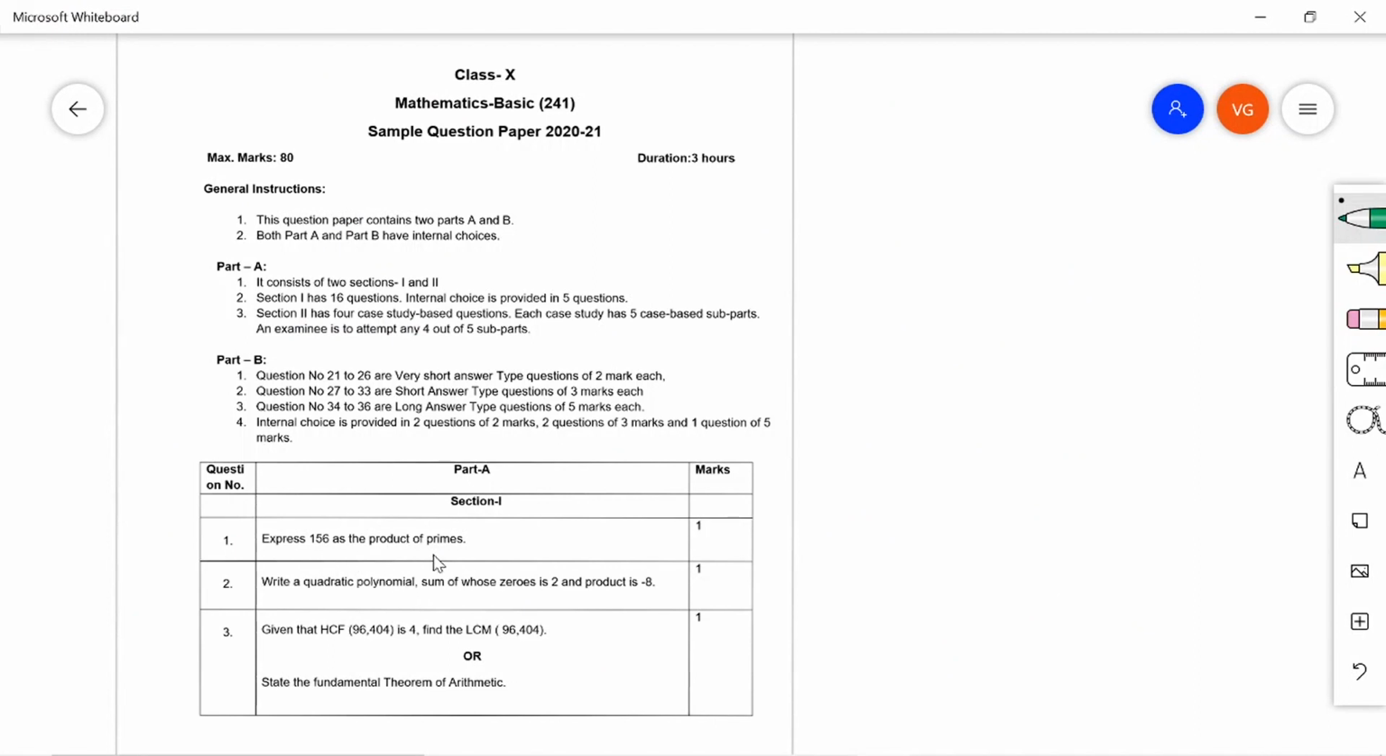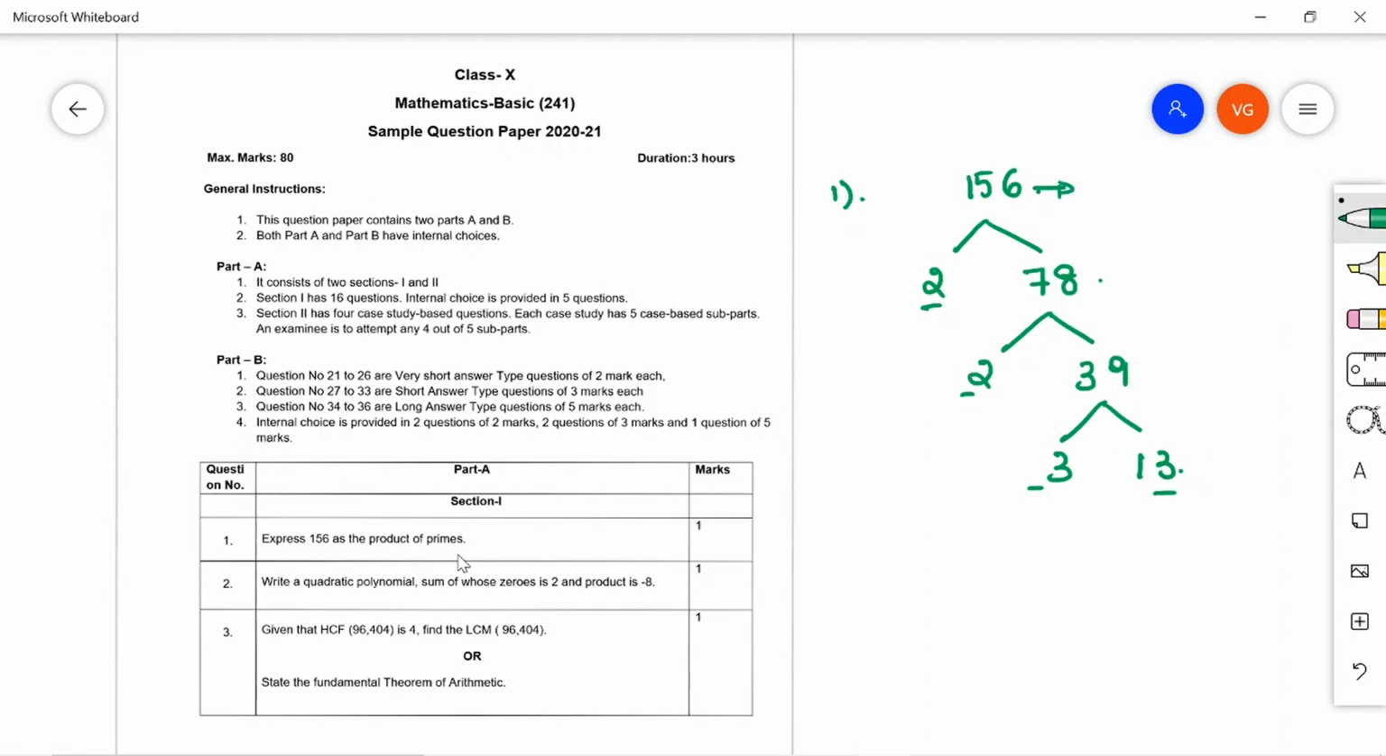Express 156 as the product of primes. So for that we need to write the tree structure. So write it down, 156, express that as the multiple of 2 or 3. So if you take out 2, you will get here 78. Then again 2 and 39. Again 3 and 13. So now 2, 2, 3, 13. All are prime numbers. So 156 can be written as 2 square into 3 into 13. So if you write it so, you will get 1 mark.